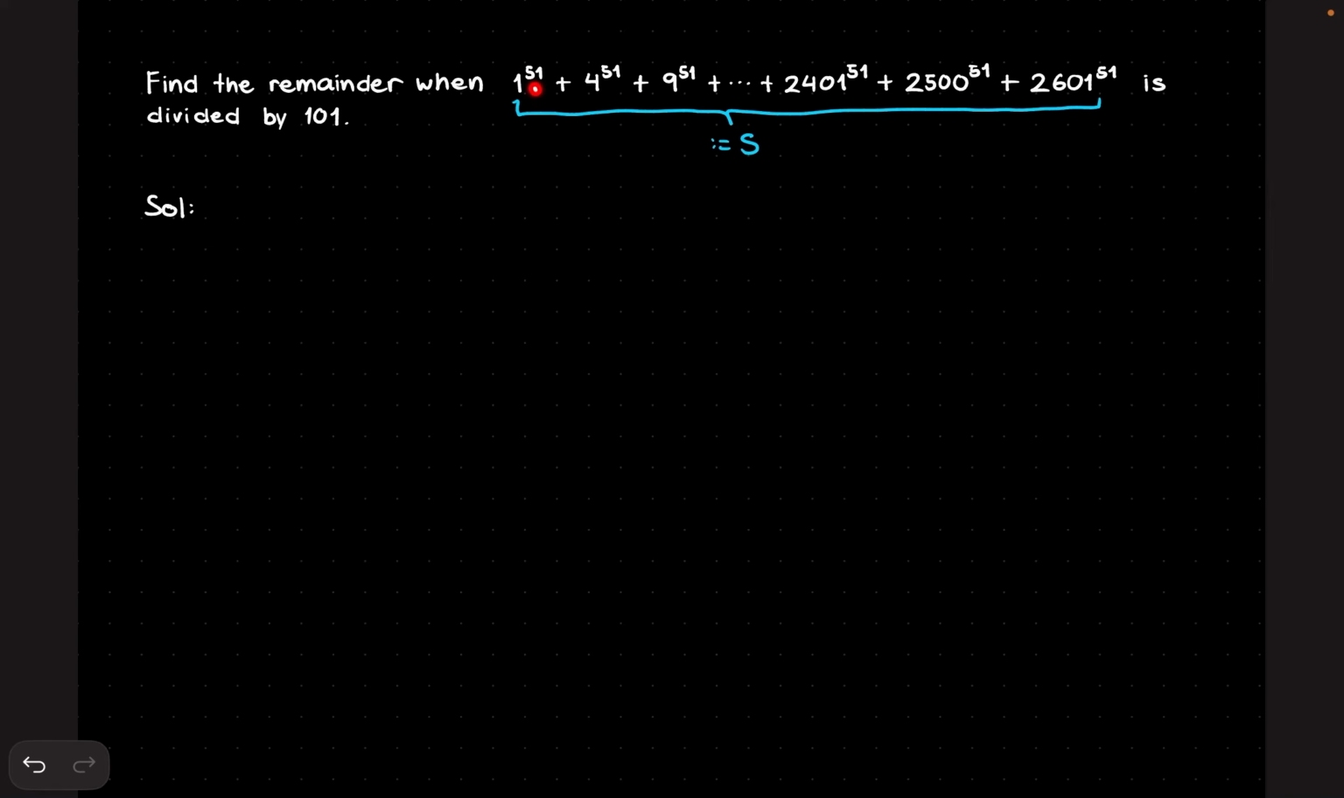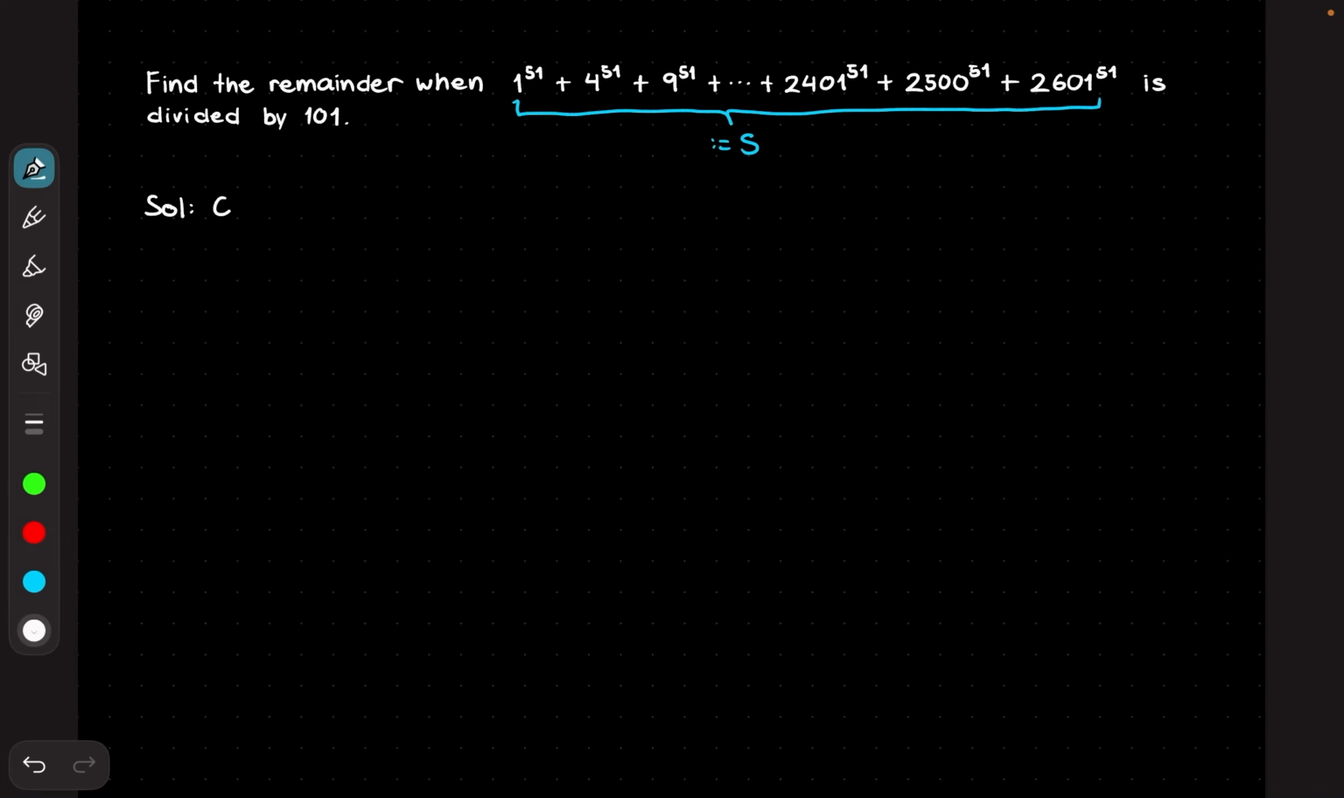First, observe here that in S, all of the terms here are raised to 51. Moreover, the base 1 is 1 squared, 4 here can be written as 2 squared, 9 here can be written as 3 squared, and so on until 2601 here, take note, is equal to 51 squared.